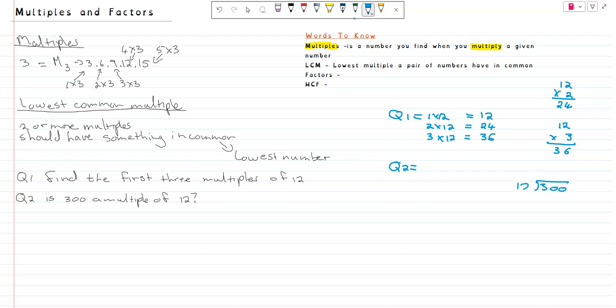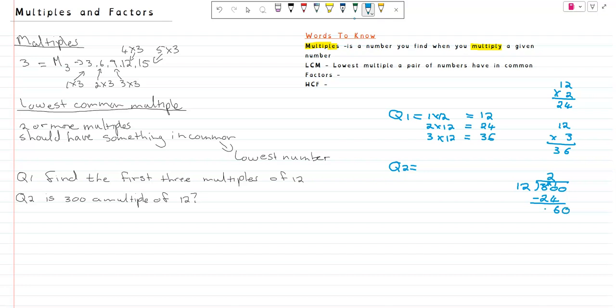$300 divided by 12. Okay, so 12 goes into 30 twice, because 2 times 12 is 24. So 2 times 2 is 4, 2 times 1 is 2. We subtract. We need to borrow. 10 minus 4 gives us 6. 2 minus 2 gives us 0.